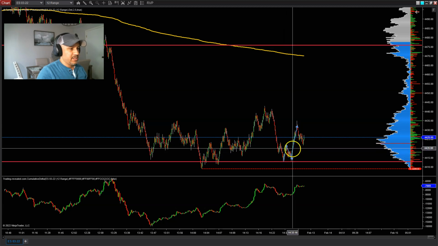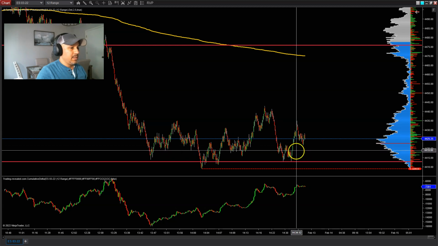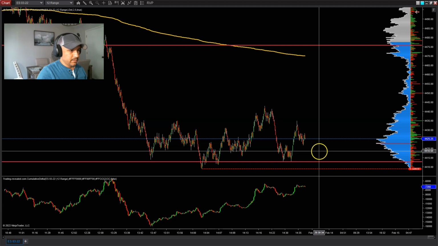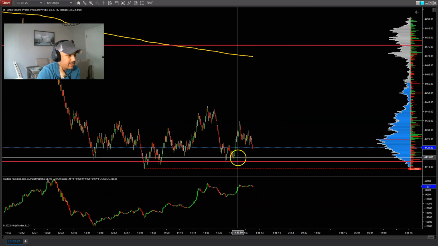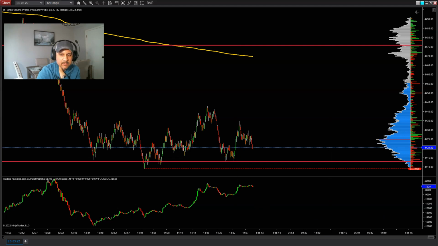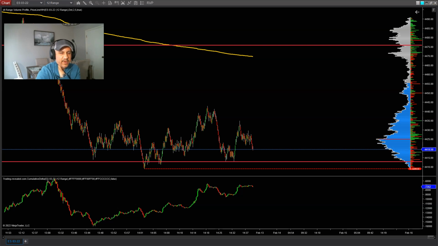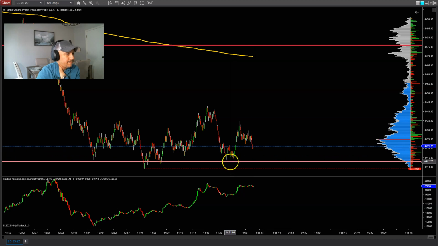If it does... now sometimes price won't do that. It'll come right down to support and then bounce higher. So I'm looking for price to come down to this area down here around 15, and then see what happens. It's 240 right now. Will price come down to this area?